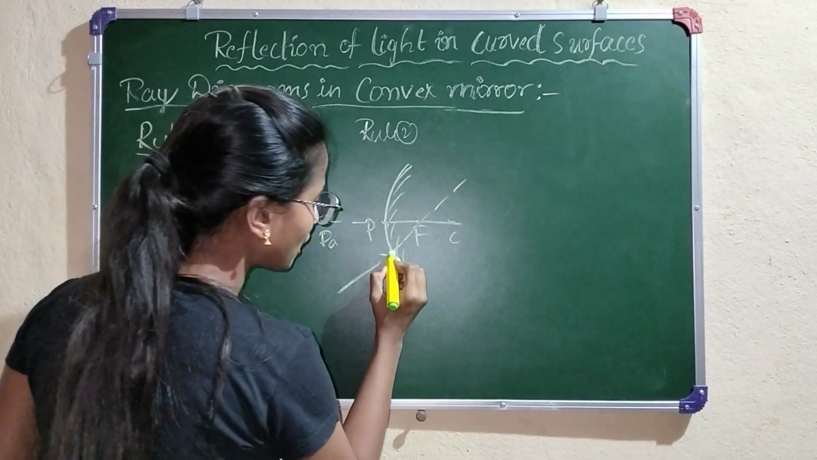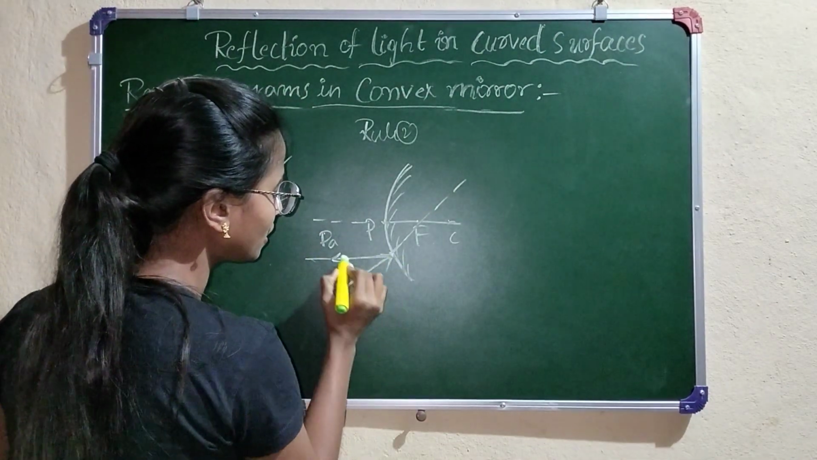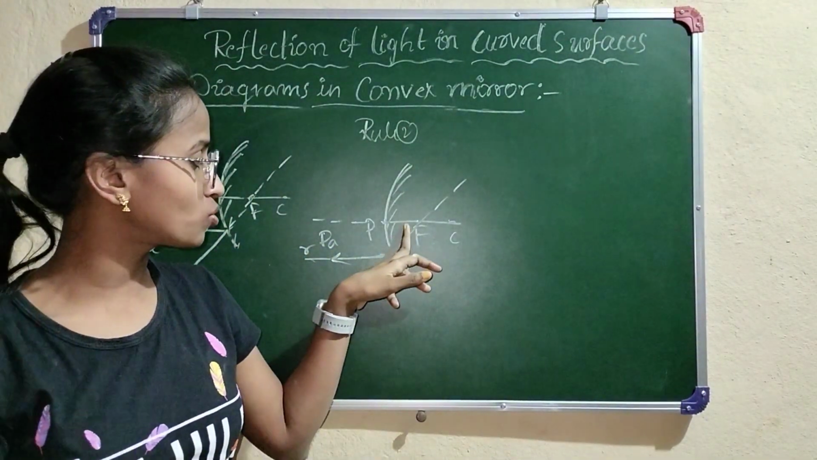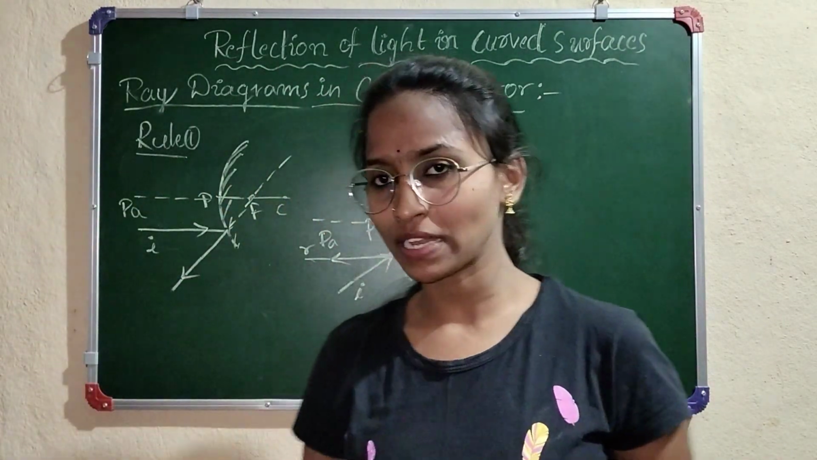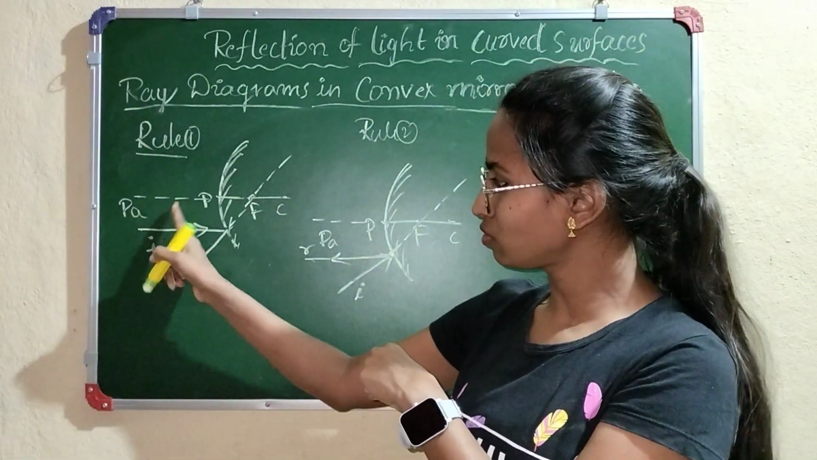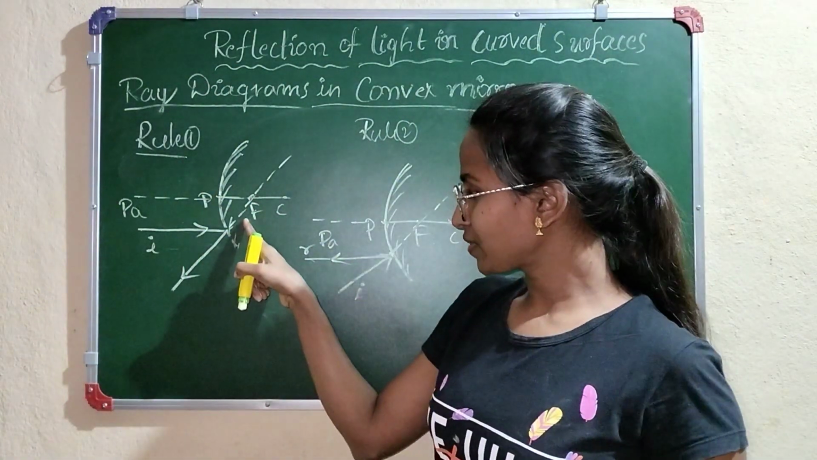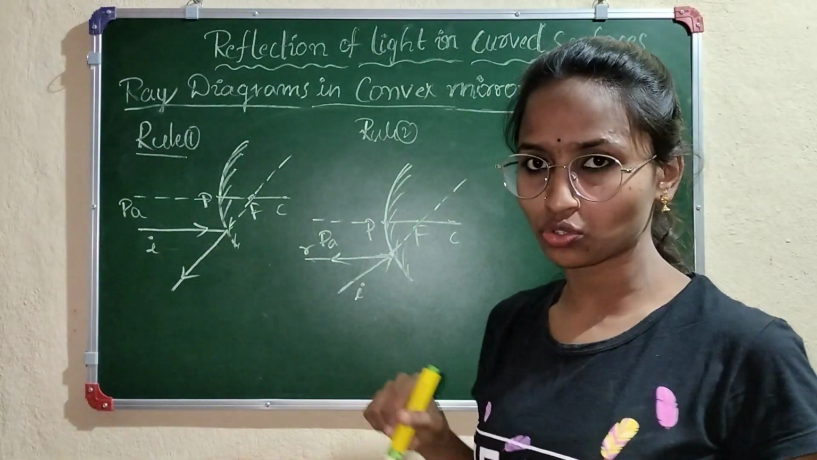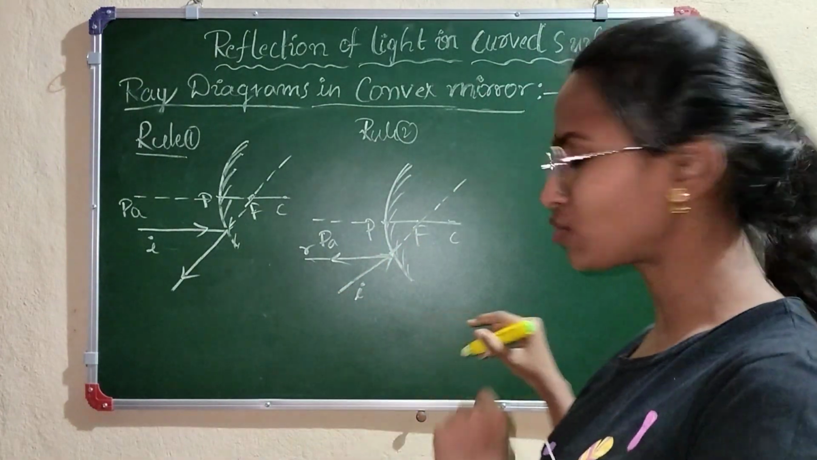Okay, then what will happen? The reflection takes place in this way. This is I, this is R. If the incident ray appears to pass through the focus, after reflection it will pass parallel to the principal axis. Same rule, as in the concave mirror also. But here it does not directly pass through the focus. It appears to pass through the focus, and even the center of curvature also.